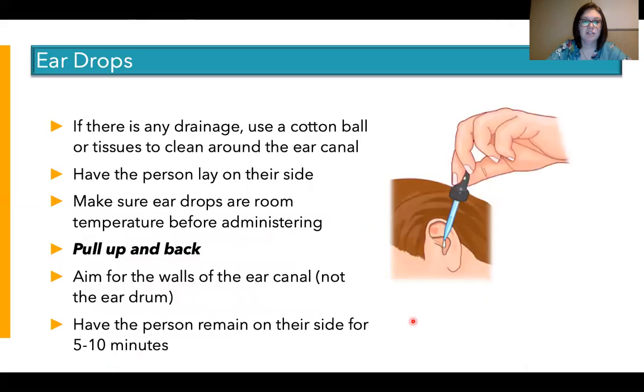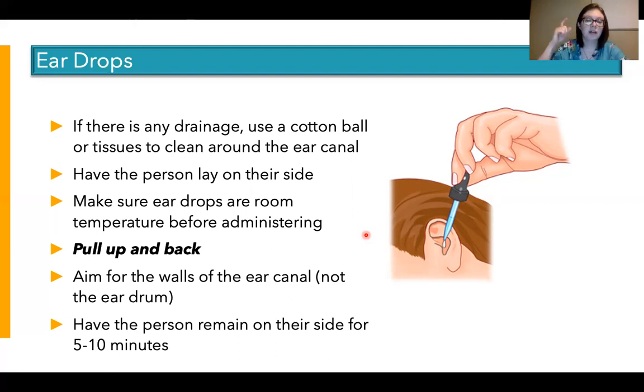And so ear medication, so ear drops. Again, like the eye drops, you want to make sure there's not a lot of drainage there. If there is, you can use a cotton ball or some tissues to clean around the ear. Then you want to have the person lay on their side. And again, like the eye drops, you want to make sure it's room temperature. So you want to pull out that dropper, and if it's been in the fridge, you can just rub it between your hands again to help warm it up.